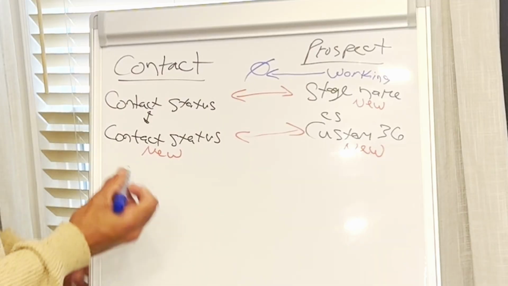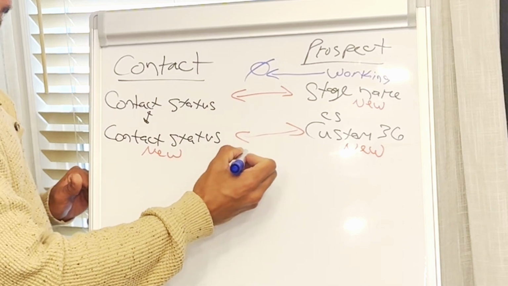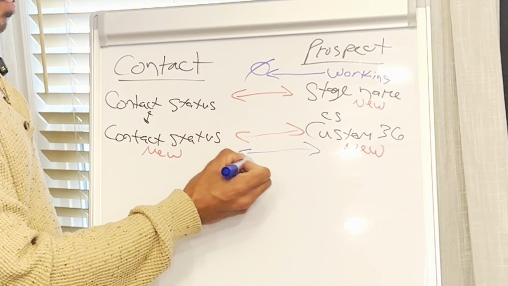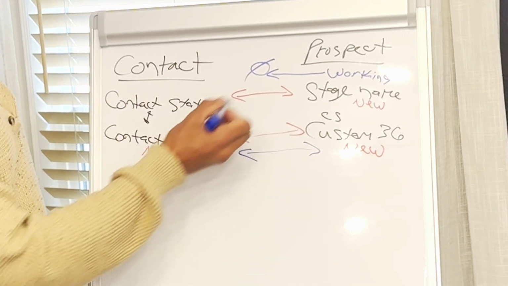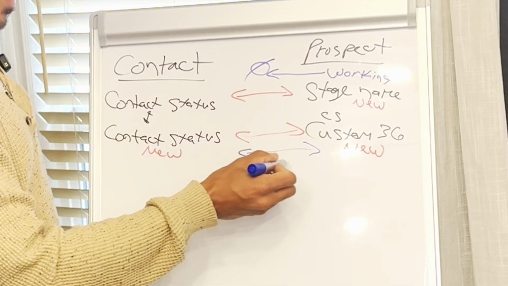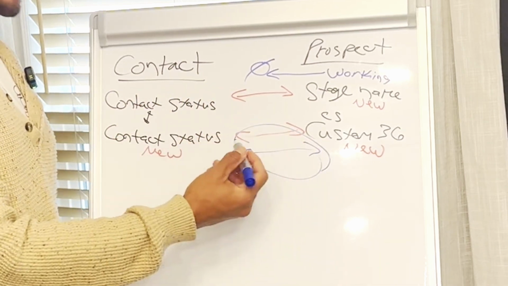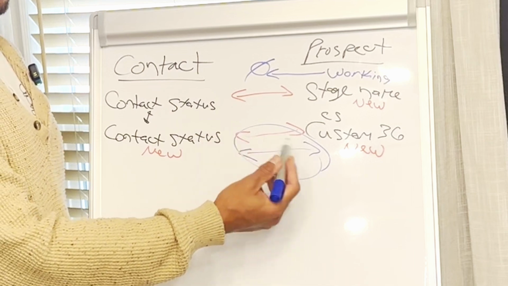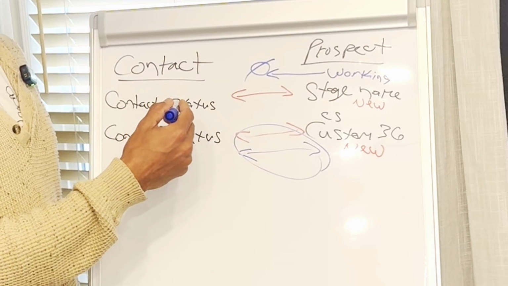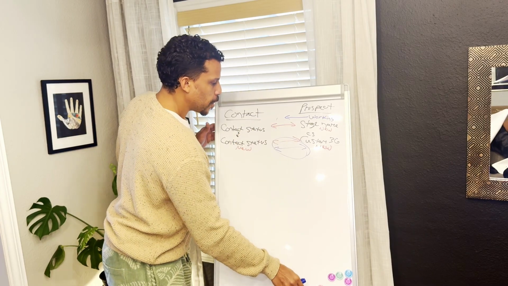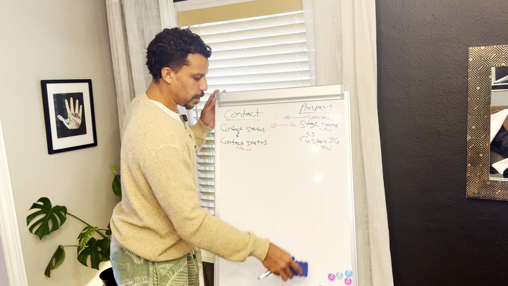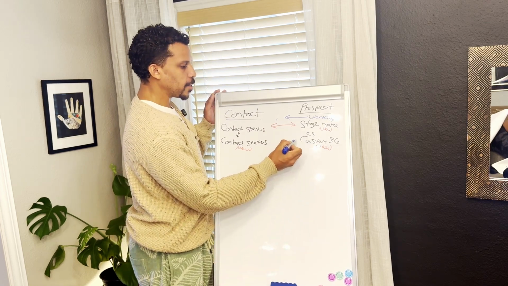But what we found out is that contact status was sending the data to custom 36, and then custom 36 was sending the data back to contact status. Stage name was not being allowed to send this data back to contact status because of this connection. These fields were communicating so fast that contact status was not able to ever get that data over to Salesforce. The solution for this was to change this mapping. Instead of getting rid of it, which could have been a solution, we just made this a one-way sync.